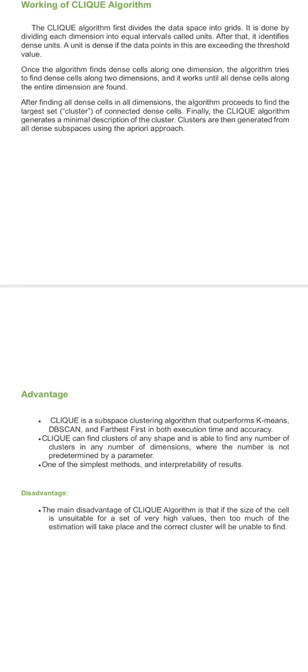Advantage. CLIQUE is a subspace clustering algorithm that outperforms k-means, DBSCAN, and others in both execution time and accuracy. CLIQUE can find clusters of any shape and is able to find any number of clusters in any number of dimensions, where the number is not predetermined by a parameter. It is one of the simplest methods, with interpretability of results.